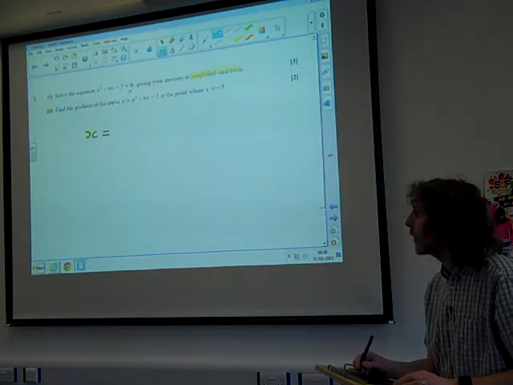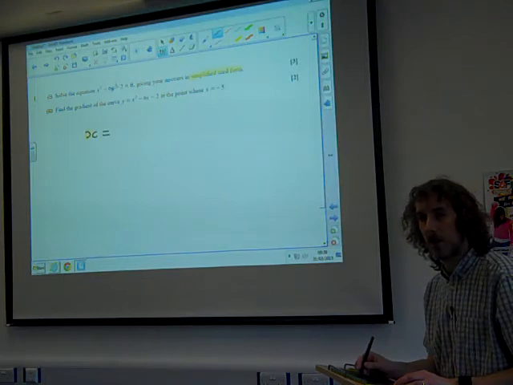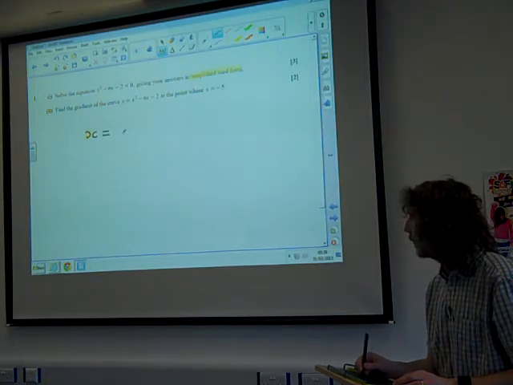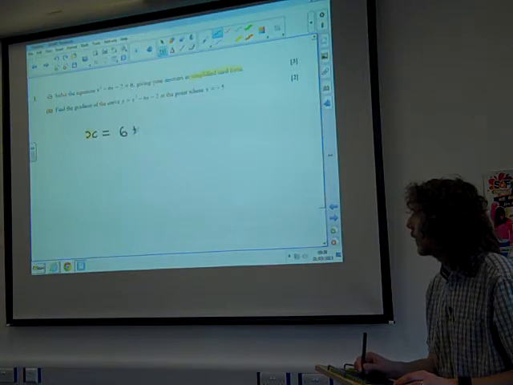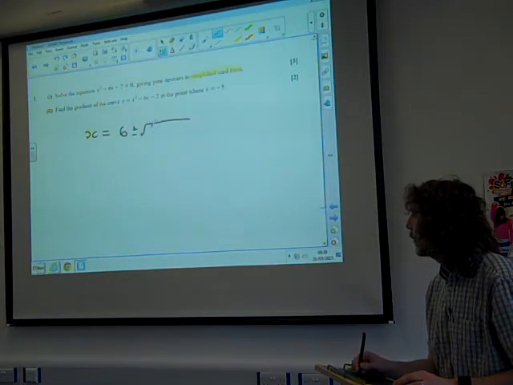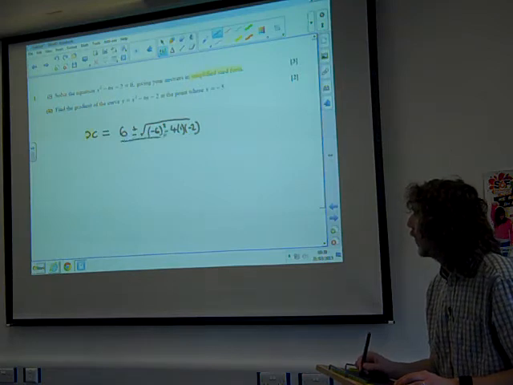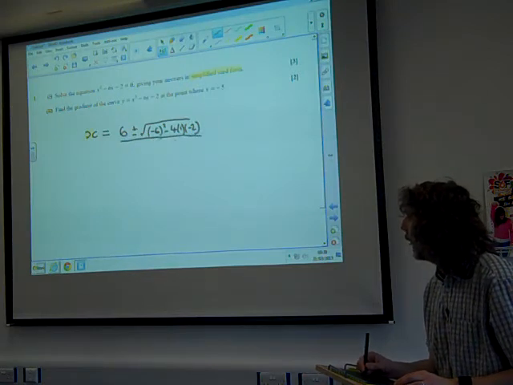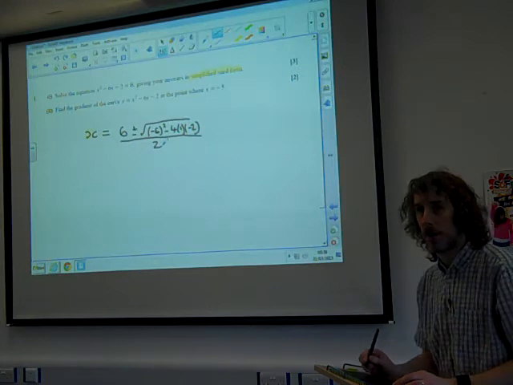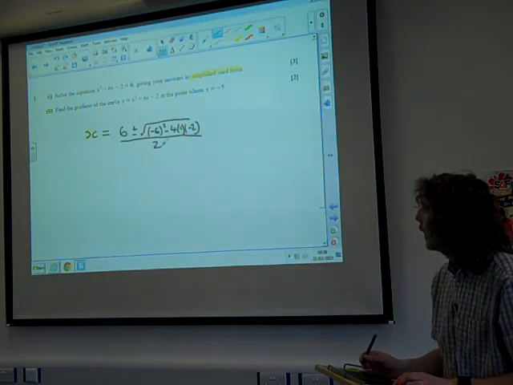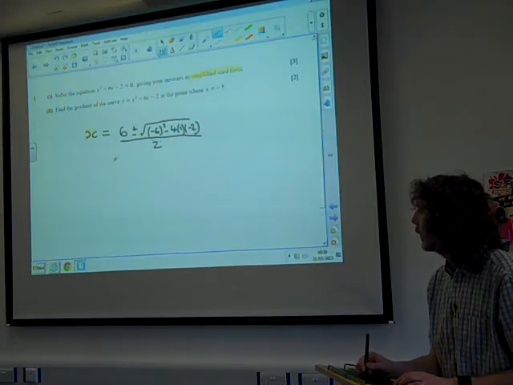minus b, so b is minus 6, so that's minus 6, plus or minus the square root of b squared, so minus 6 squared, minus 4 times a, which is 1, times c, which is minus 2. And that's all divided by 2a. And the number in front of x squared is 1, so 2a is just 2. And that's where we are.